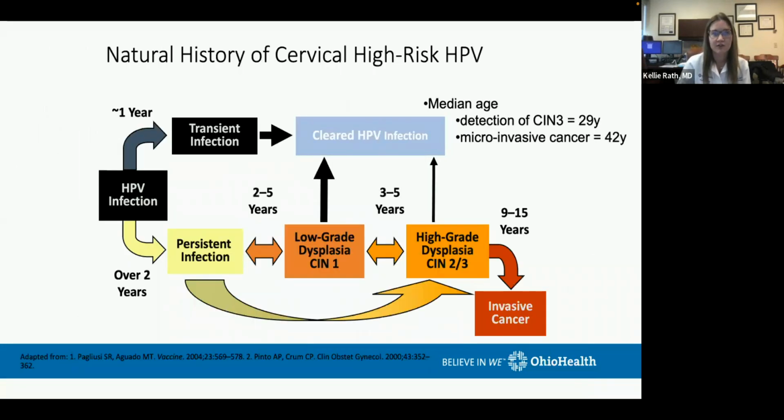The natural history of cervical cancer is long. Most people that are infected with an HPV infection go to the top of the slide. They have a transient infection, they clear the virus, and they don't develop any sort of HPV-related disease. Other people may have a persistent infection and over 2 to 5 years can develop low grade, go on to develop high grade disease. And usually it takes at least 9 years to develop a cancer. And so that's why this is a disease that is very amenable to screening, because there is a known precancer and a long period of development of invasive cancer.